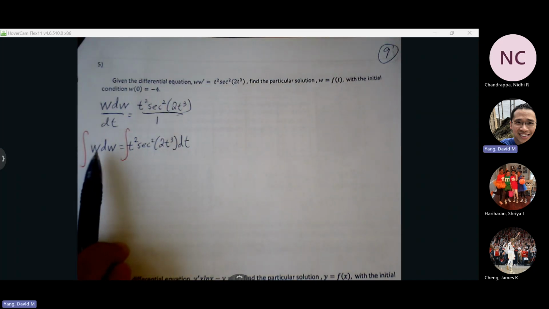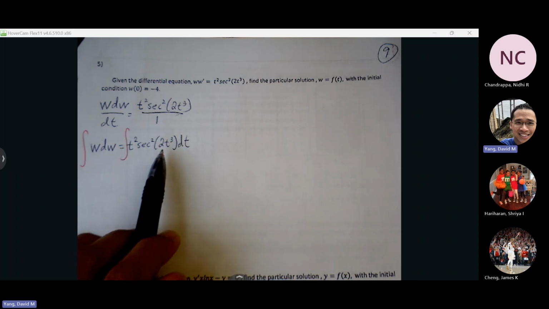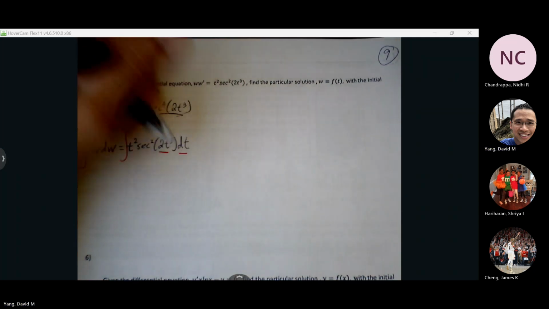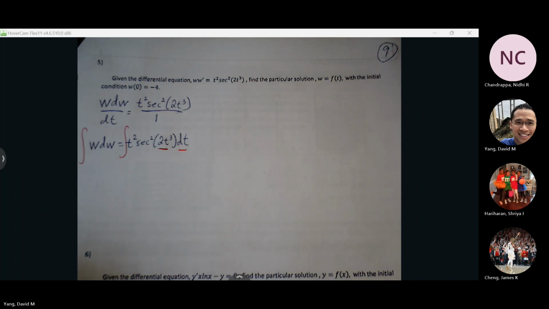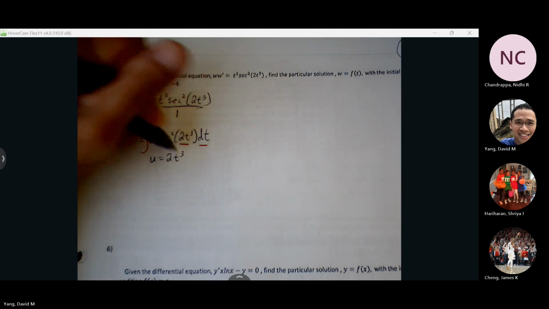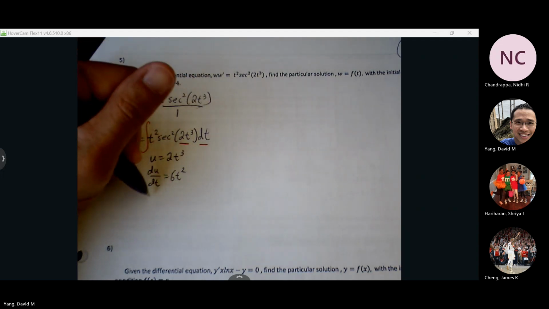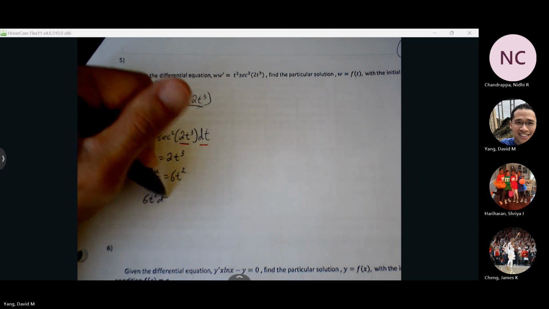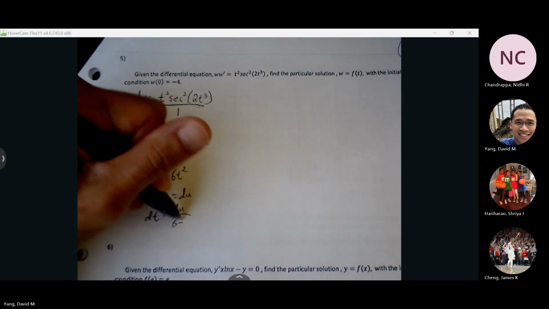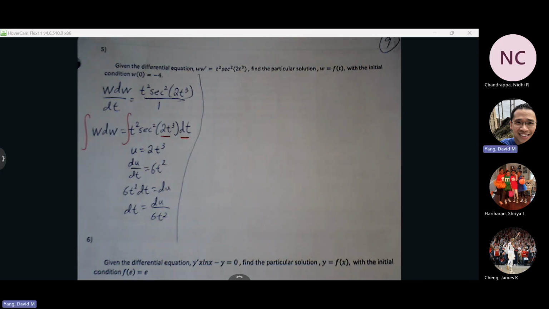Left side is just pretty clean power rule. The right side, a little messier, but easy to spot the U value being the parentheses there. That's true.